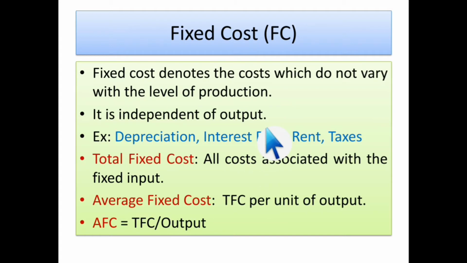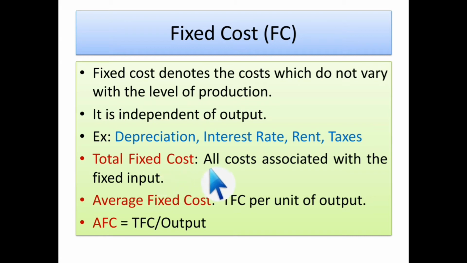First is, what is fixed cost? See, fixed cost denotes the cost which does not vary with the level of production. It is independent of output. That means whether you are doing production or not, increasing or decreasing your production, this cost has no role in your production activities. Whether you are doing any production or not, you have to spend on this, like depreciation, interest, rent, taxes. Suppose you have purchased a tractor. Whether you are using it or not, it will depreciate year on year. Yes or no? So this is fixed cost.